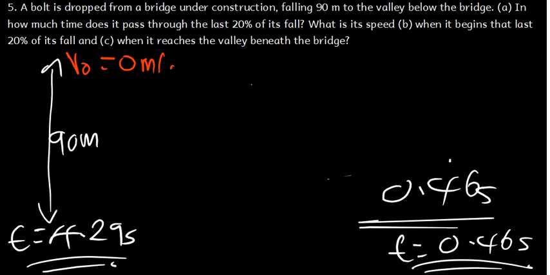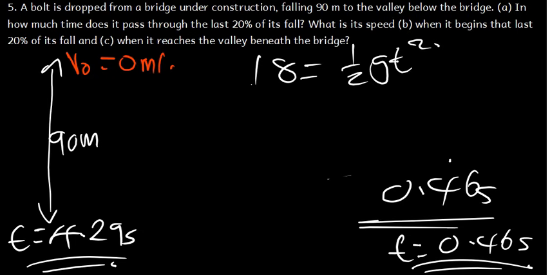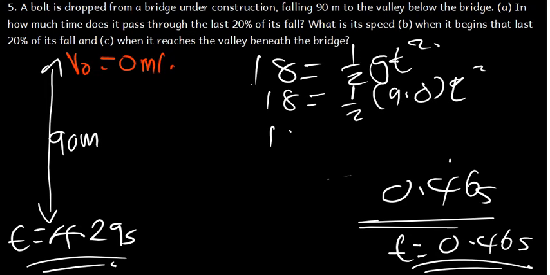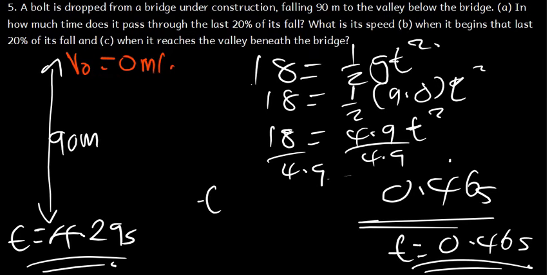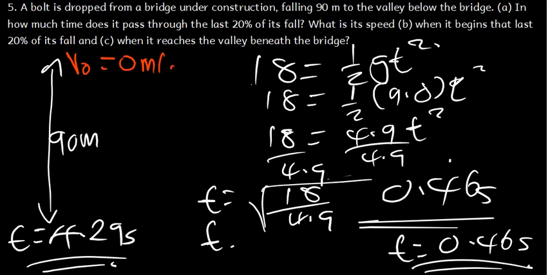So the first displacement is going to be 18, and they want us to find the time. Since the initial velocity is zero, we're going to have this. So we want to find the time, so we're going to have 18 equals 1 over 2 times 9.8 times t squared. So this is going to give us 18 is equal to 4.9 times t squared. We divide both sides by 4.9. So our t will be equal to the square root of 18 divided by 4.9.